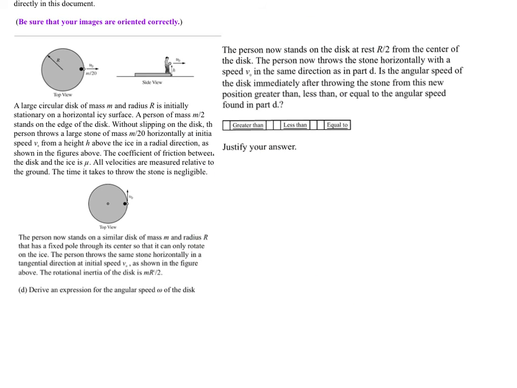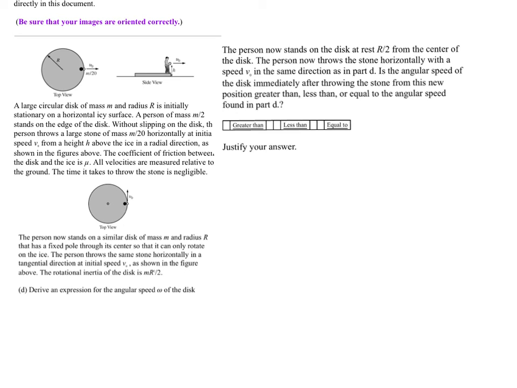All right, and we have that the person now stands on the disk at rest, r over 2 from the center of the disk. The person now throws the stone horizontally with the speed v0 in the same direction as in part D. Is the angular speed of the disk immediately after throwing the stone from this new position greater than, less than, or equal to the angular speed found in part D?